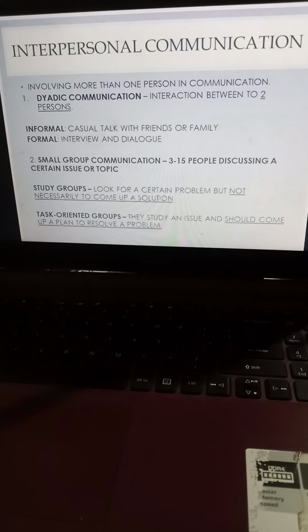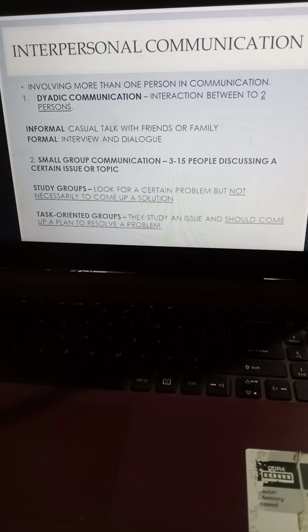Now, let's proceed with the small group communication. So, this refers to studying a certain issue and coming up with a solution or a plan for it that requires 3 to 15 people. So, if it is 3 to 15, that belongs to small group communication. If only two persons, that belongs to dyadic communication. So this is not just a casual gathering because it has an agenda, a leader, and an outcome that needs to be accomplished. So everyone can be a speaker and can give their suggestions or opinions.